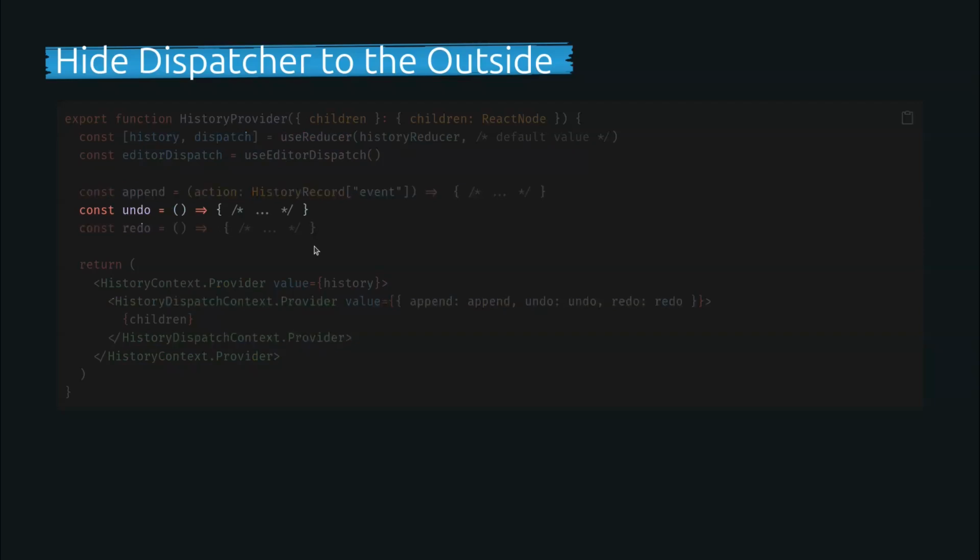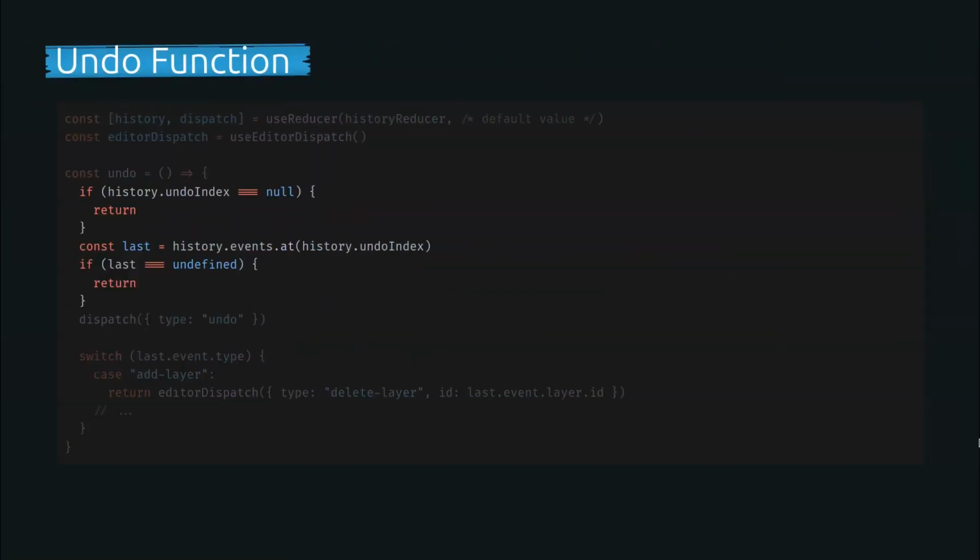Let's take a look into the undo function. The undo function first has to handle some special cases, so to keep track of where in the history we are, and you not always can go back. For example, if you open the application and haven't done any action, you can't undo it. So it keeps track, for example, of the undo index. And then it dispatches some undo action to itself, because the history keeps track of this index and then needs to update the undo index. And then it has to update the editor state.